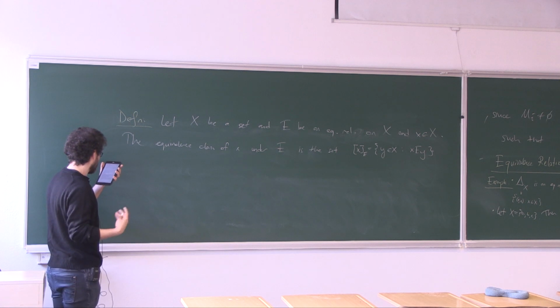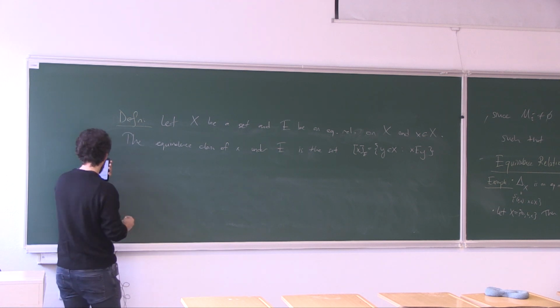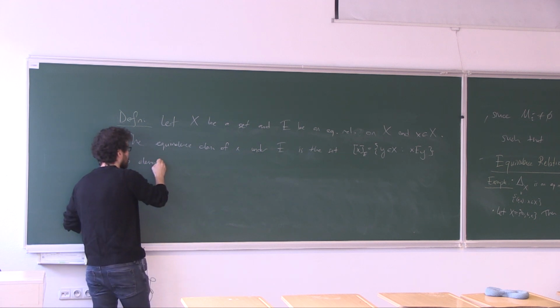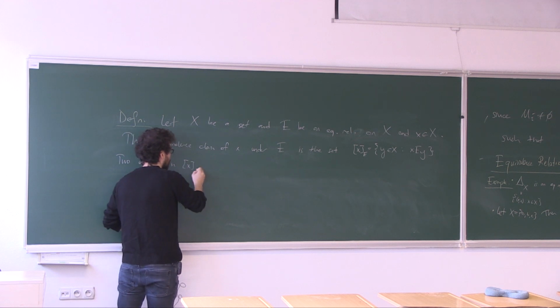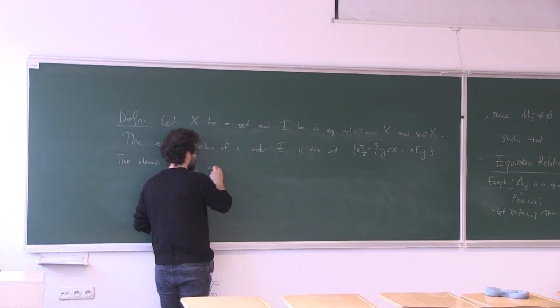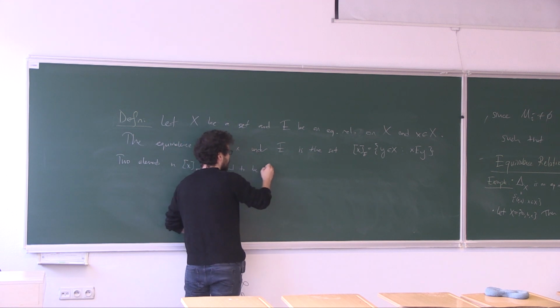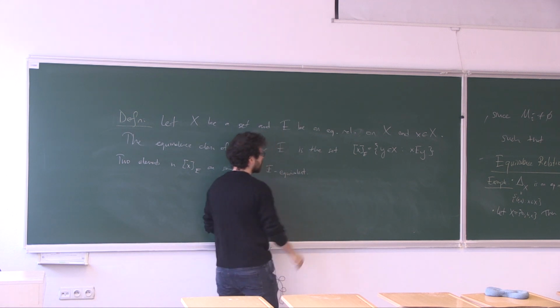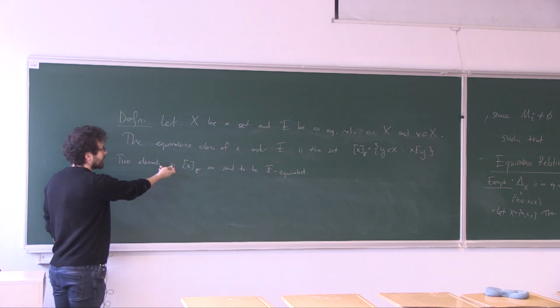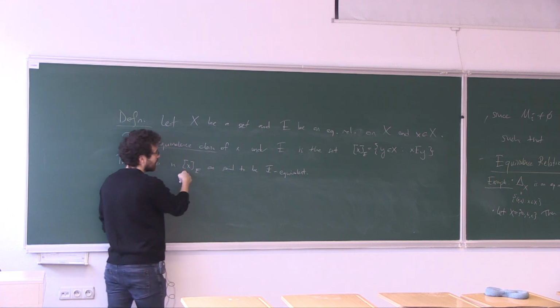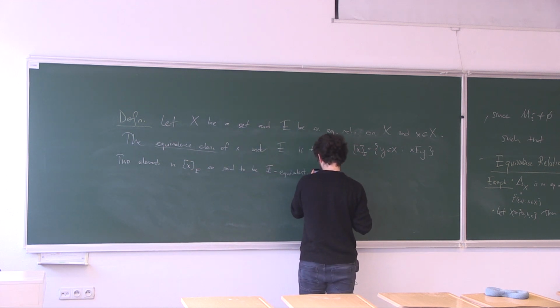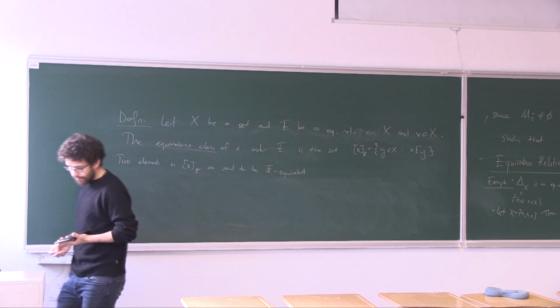Okay, so some terminology. Two elements in an equivalence class are said to be equivalent. Okay, so if you have an equivalence relation, if you have an equivalence class, then two elements in the same equivalence class are said to be equivalent. Okay, what else?